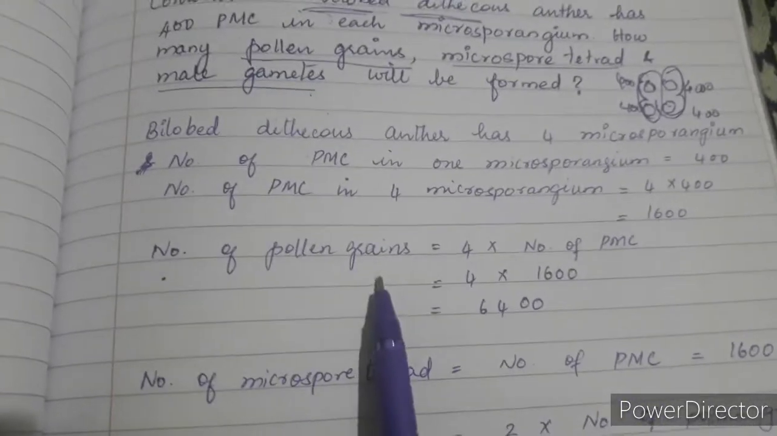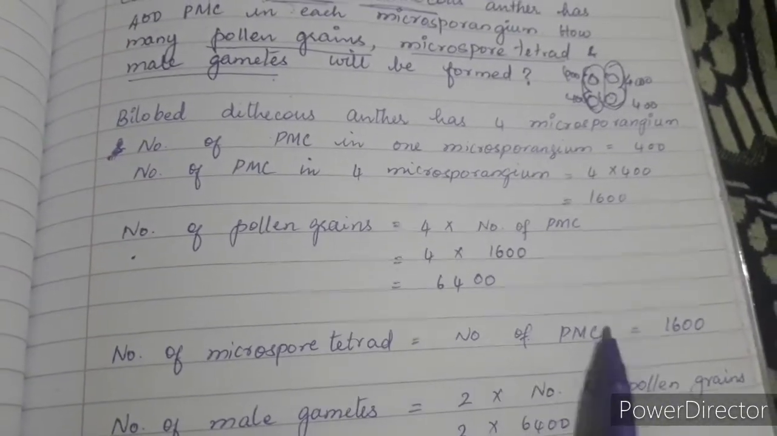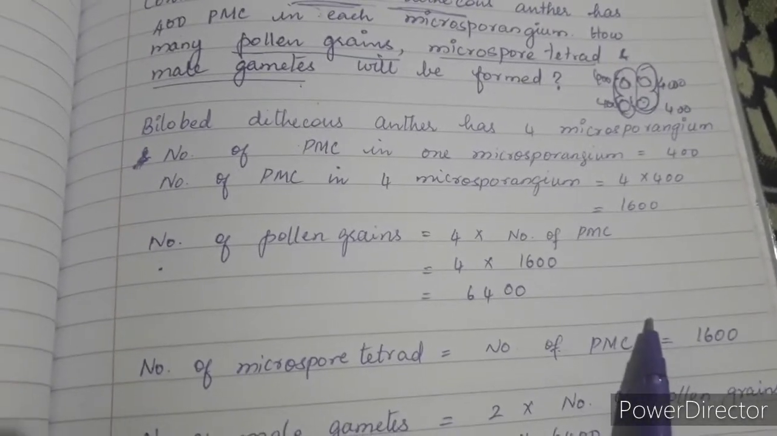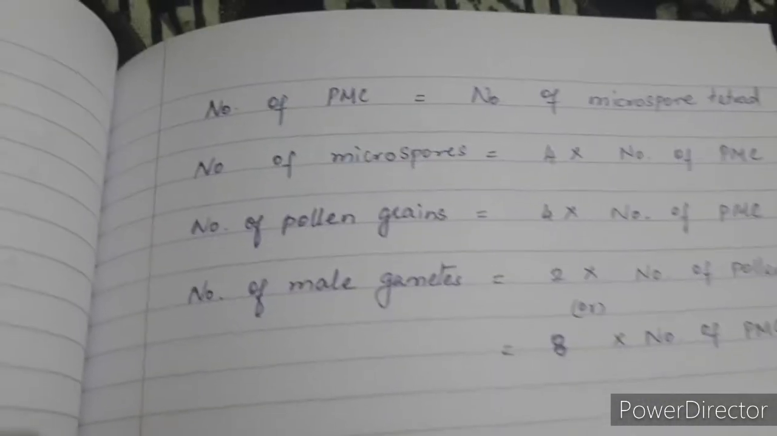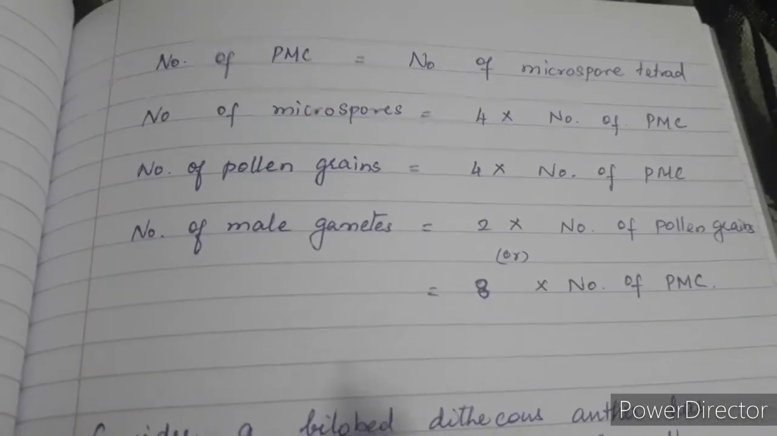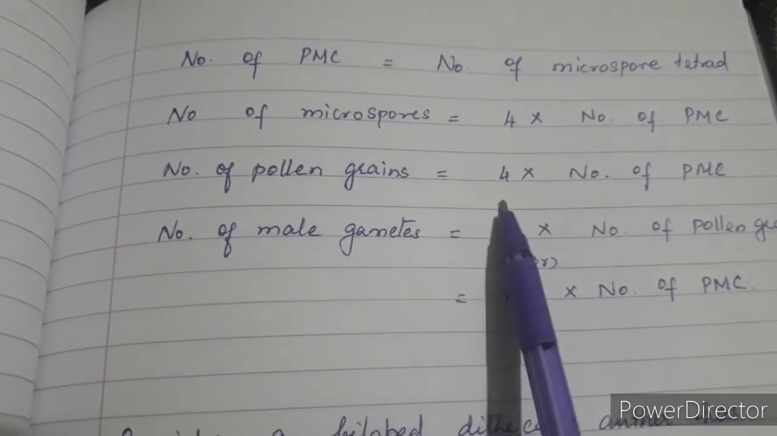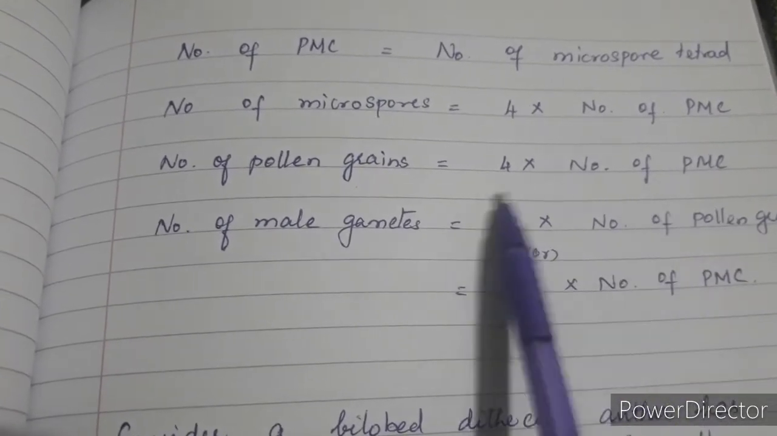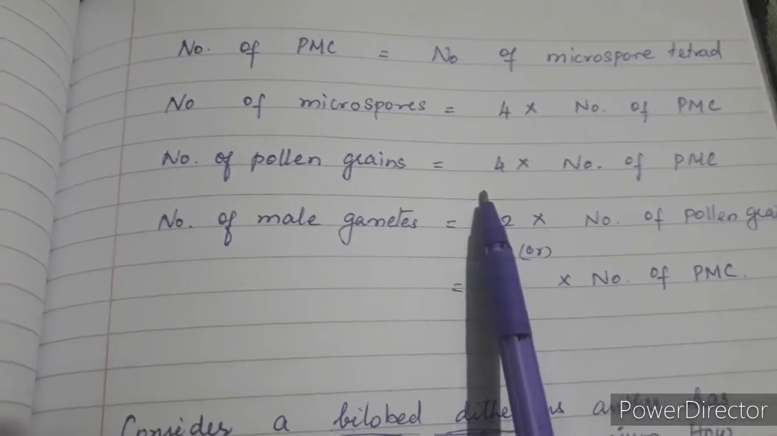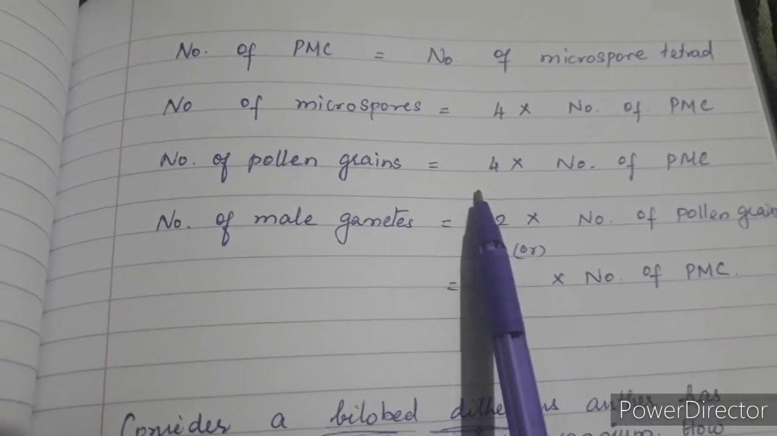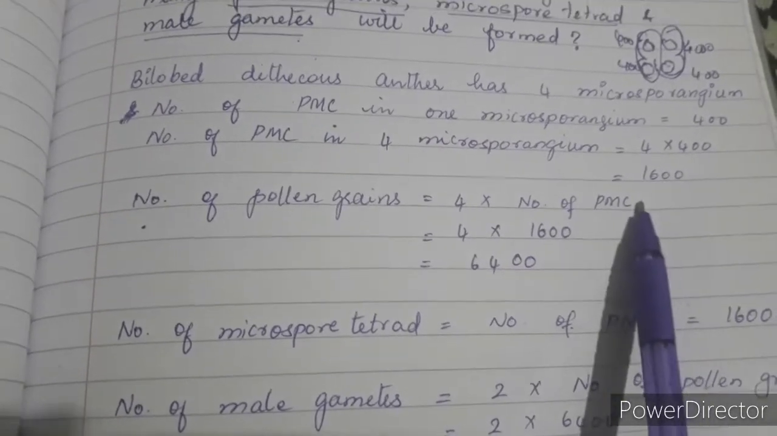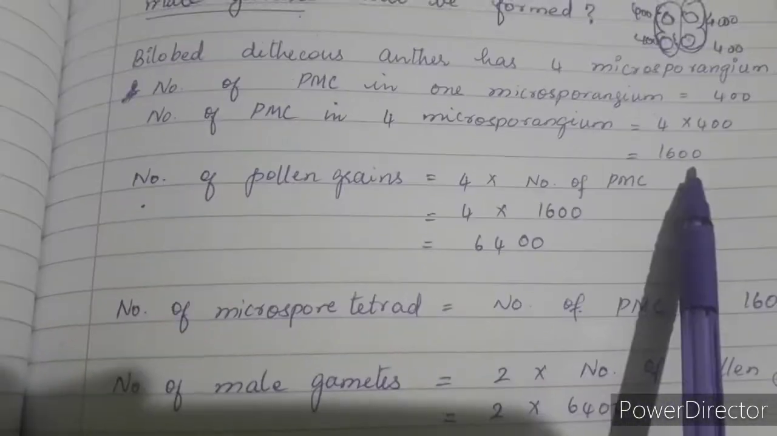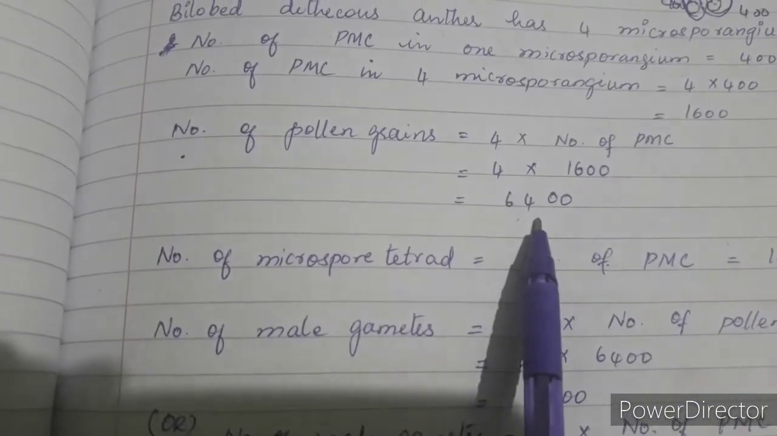What will be the number of pollen grains you are getting? From 1 PMC we get 4 pollen grains. That is what we have looked into in the formula. To find the number of pollen grains, you multiply the number of pollen mother cells by 4, because one pollen mother cell gives rise to 4 pollen grains. So that we have done here. The number of pollen grains is 4 multiplied by the number of PMC, that is 1600 here. So we get 6400 as the answer.